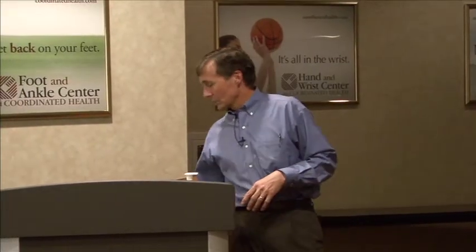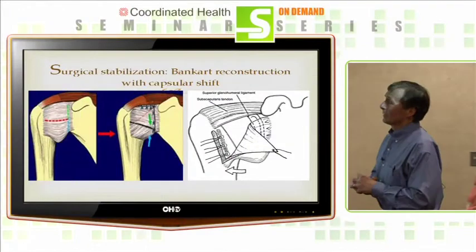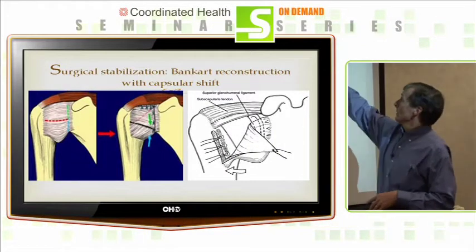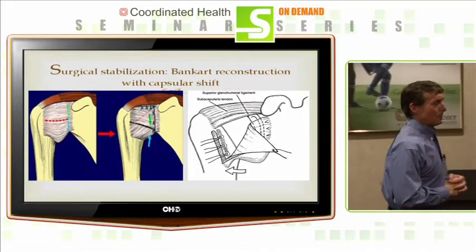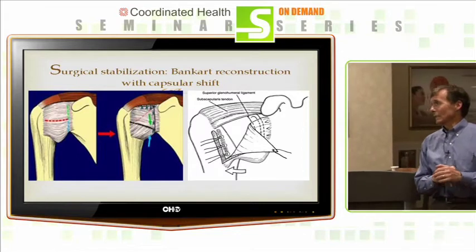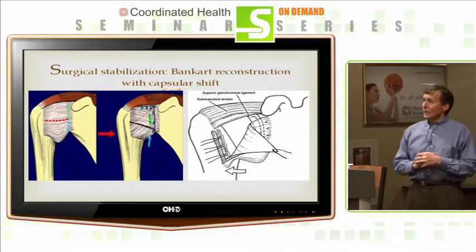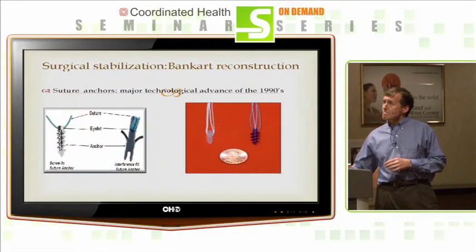And it really does work, and it even works in wrestlers. And that's what this is called, a capsular shift. I probably did about 300 or 400 of these before I switched to my arthroscopic procedures. But this is what a capsular shift looks like. It is probably the most common procedure done between 1985 and 2005.